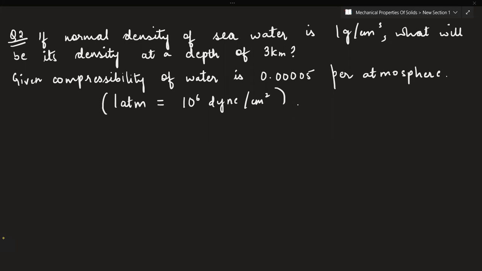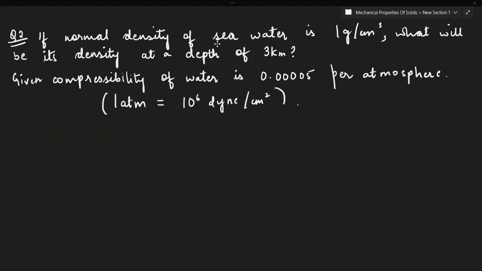Okay, fine. See, now I'll solve it and just look at the mistakes, or if you have any doubt, you can ask me. See, normal density of seawater is 1 gram per centimeter cube. What will be its density at a depth of 3 kilometers? And the compressibility is given to us, that is 0.0005 per atmosphere.